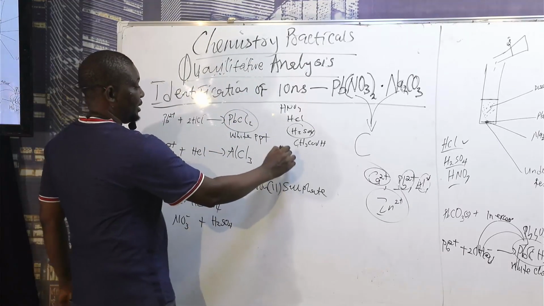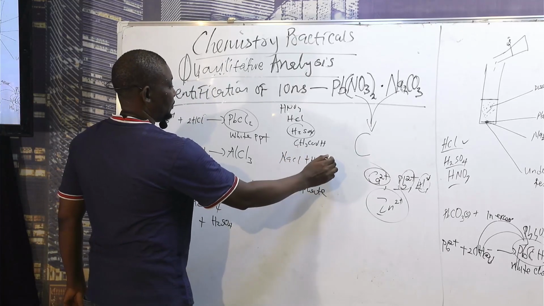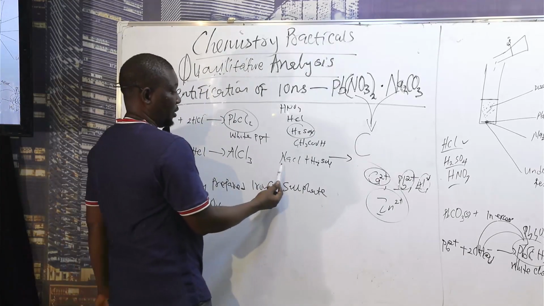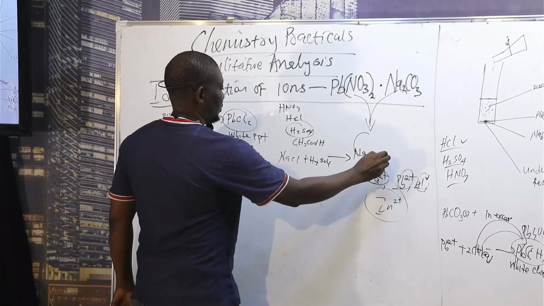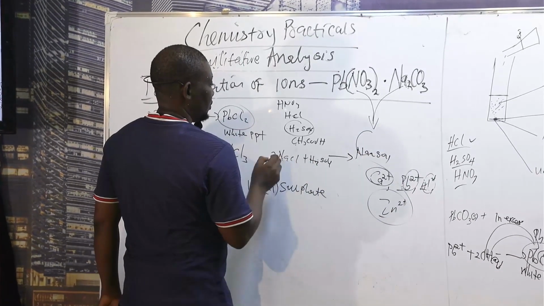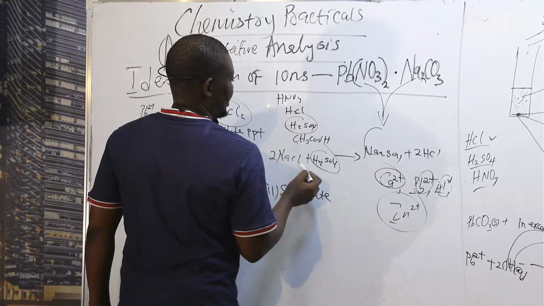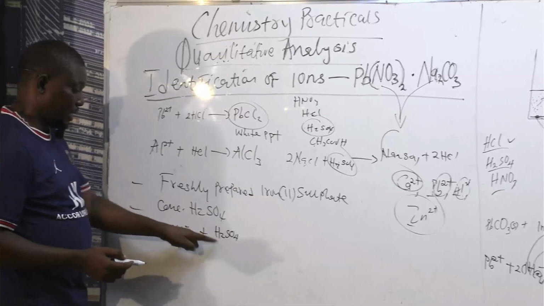If you have NaCl plus H2SO4, the reaction is a double decomposition in which the exchange of ions will occur. This will go with this. Now we have Na2SO4, so you add 2 here. So this goes with this, and what you have here is 2HCl. So this acid is precipitating this acid from its salt. That is exactly how this acid will precipitate this.